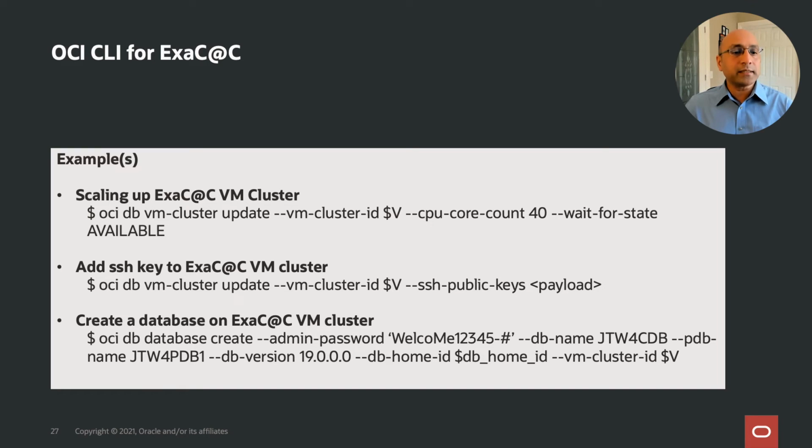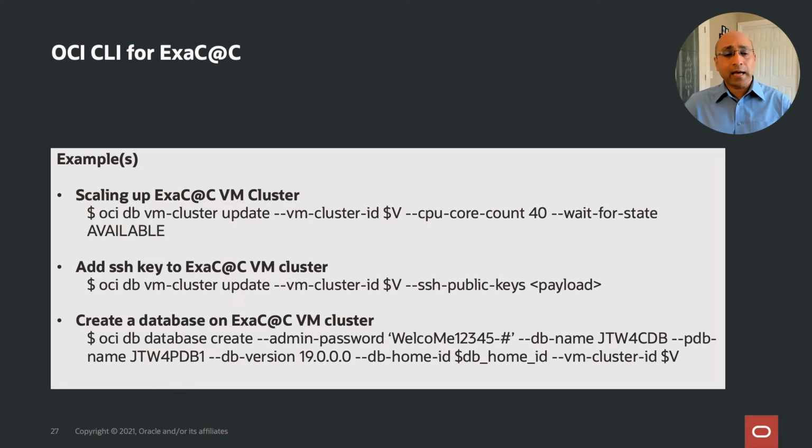Another example of using the CLI could be adding an SSH key to the ExaCC VM cluster. So again, in this case, you are using the same db VM cluster update command. You're passing the OCID of the VM cluster, and you are then passing the payload for the public keys, and that typically goes in a JSON file where you will define the public key.